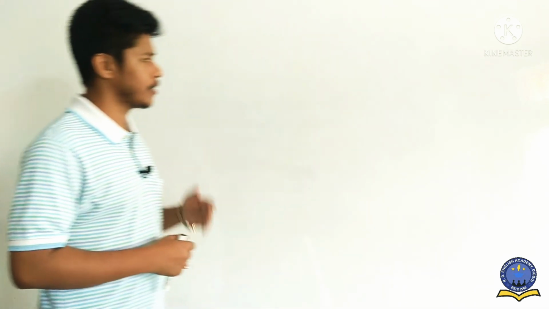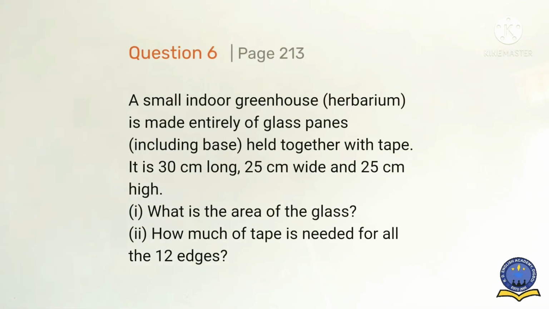The question is given in this way: a small indoor greenhouse herbarium. Herbarium means a collection of dried plants. Is it clear? The greenhouse herbarium is made entirely of glass panes, including the base also. That means this herbarium is totally closed from all sides, held together with tape. It is 30 centimeter long, so that is the length, 25 centimeter wide and 25 centimeter high.